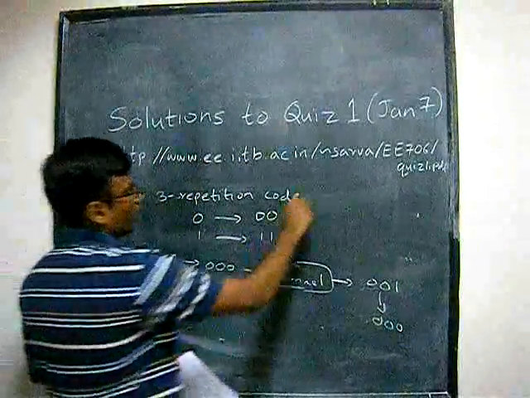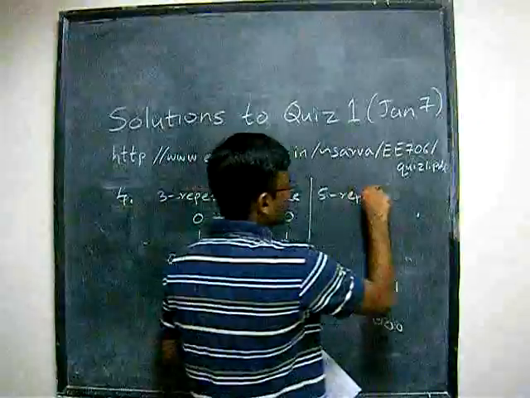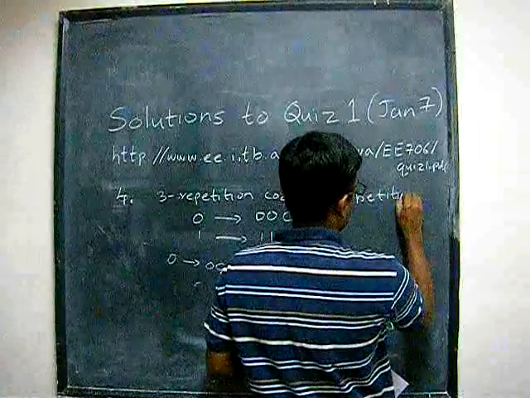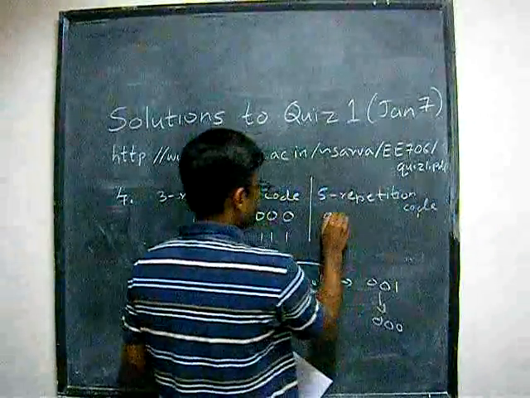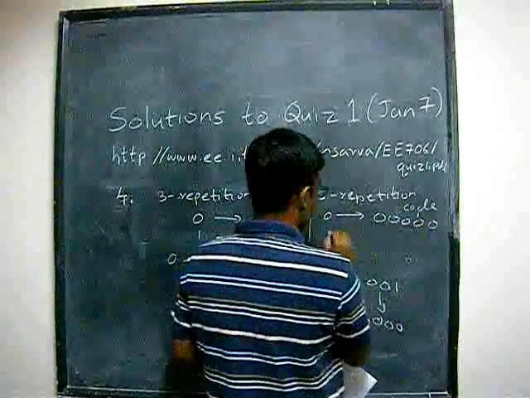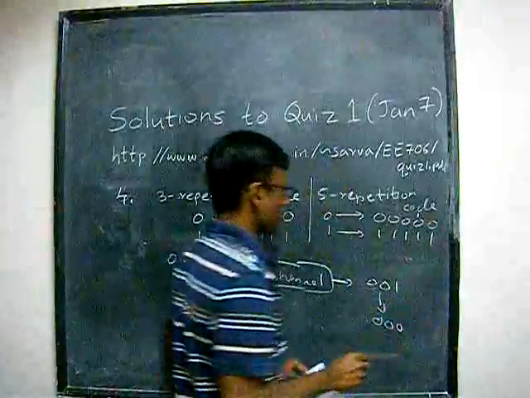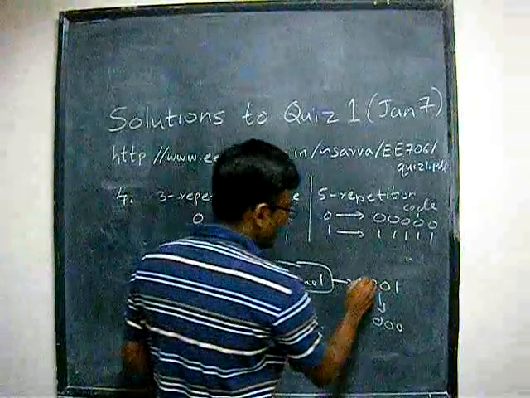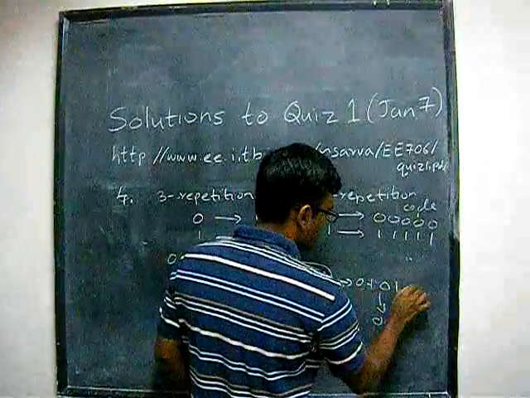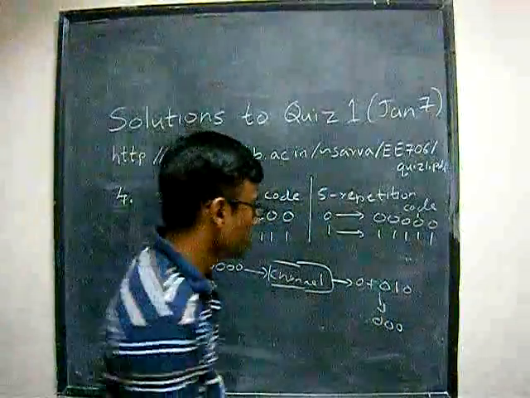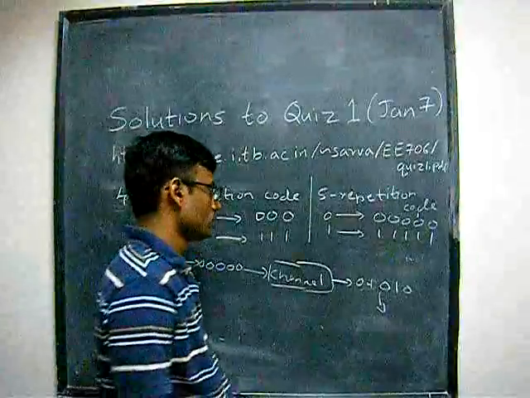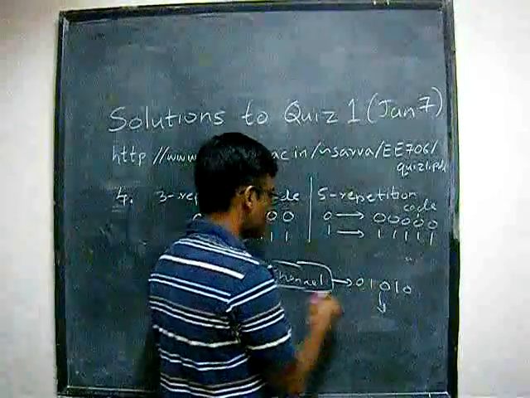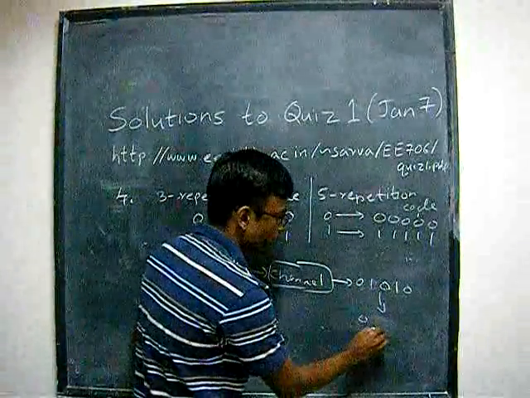Similarly, the 5 repetition code maps a single 0 to 5 zeros and a single 1 to 5 ones. This can correct 2 errors, because in the same example, let's say I have 2 errors. Now again I can do majority decoding and see that the zeros are the majority, so what was transmitted was actually 5 zeros instead of 5 ones. So you just do this.